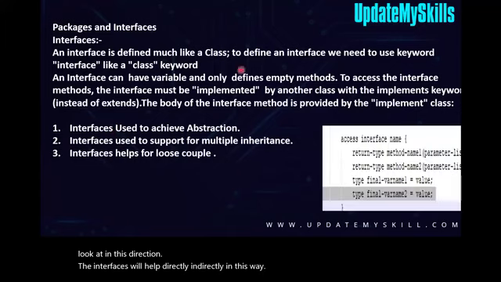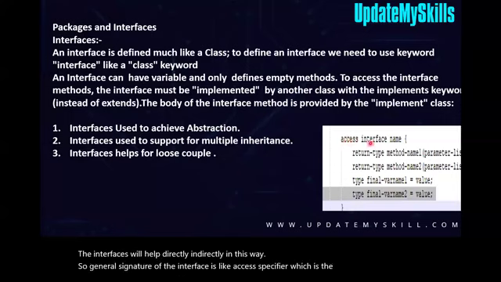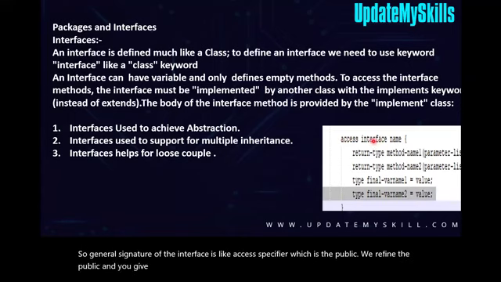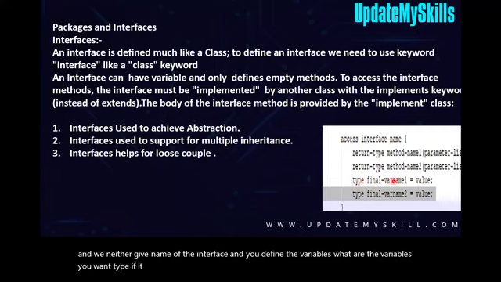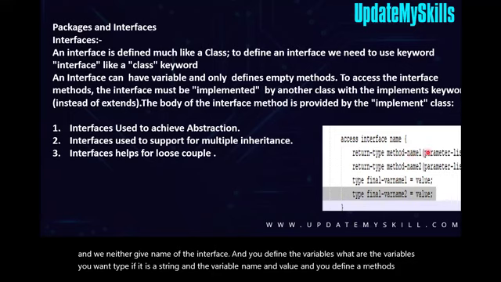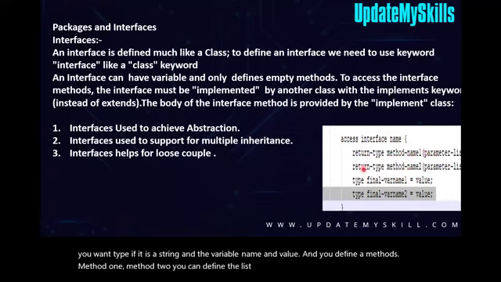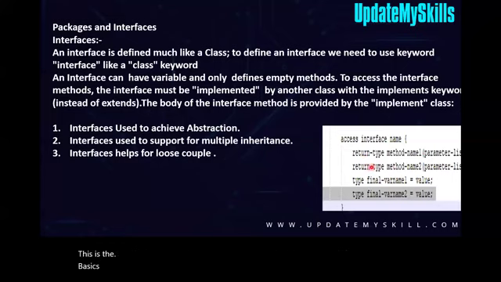So the general signature of an interface is: the access specifier, which is public, then the interface keyword, just as for a class we provide the class keyword, and then the name of the interface. Then you define the variables you want, the type, if it is a string, the variable name and value. And you define the methods, method 1, method 2, with the list of parameters and the return type. This is the basics of an interface.